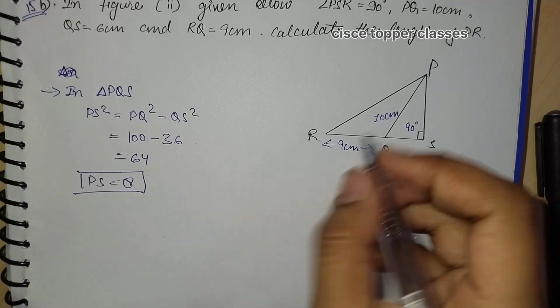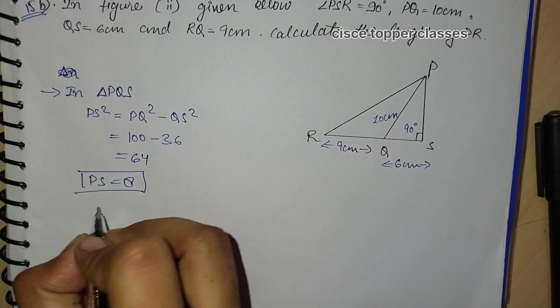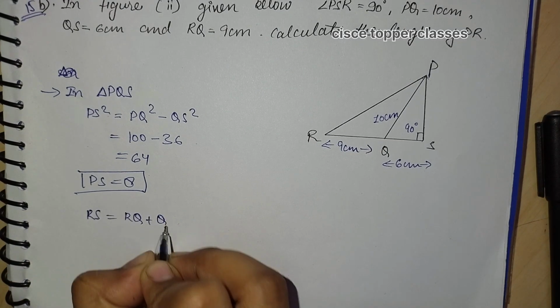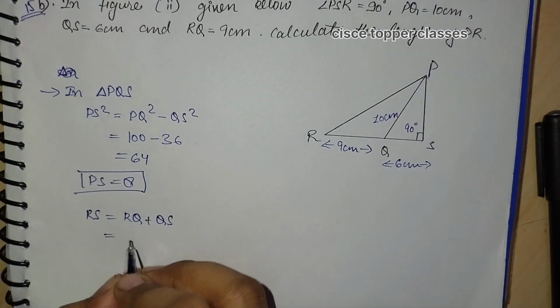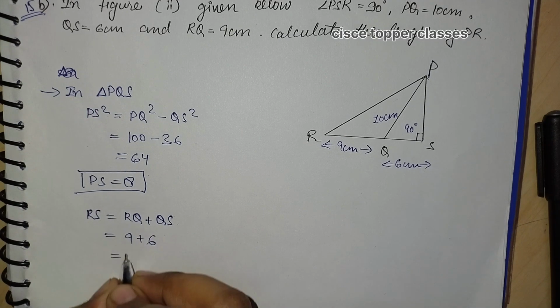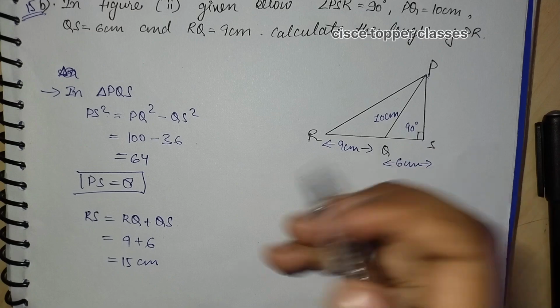Now we have to take the RS value to find the PR. Simply RS is equal to RQ plus QS. So RQ is given to us here, which is 9 centimeters, it will be 9, and QS is also given, which will be 6, and we will get 15 centimeter from here. Now we have to find the value of PR here.